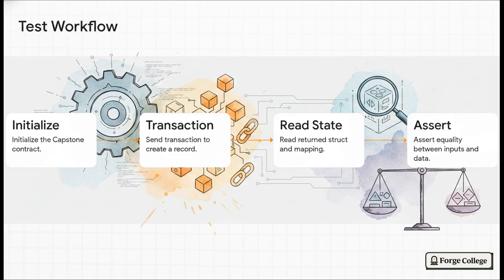First, we initialize the project and deploy the capstone model to our local Hardhat network. Step 2, we send a transaction to create or modify a record. Third, we read the resulting struct and mapping state back from the contract. And finally, we meticulously assert equality between our inputs and the stored data. It's a simple, methodical, and entirely necessary loop. Deploy, execute, read, verify. You just do it over and over until the machine runs flawlessly.